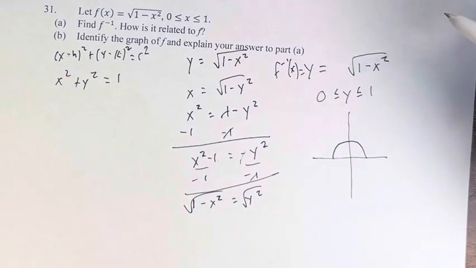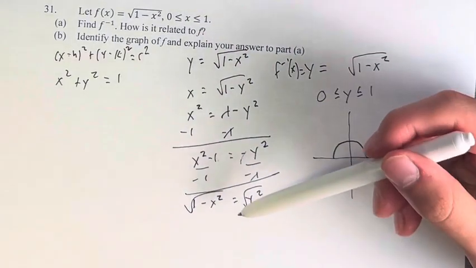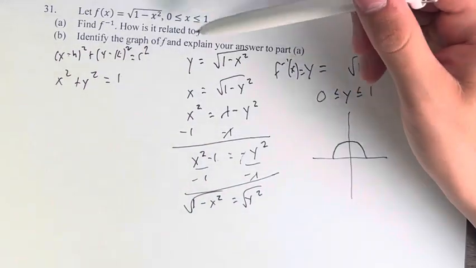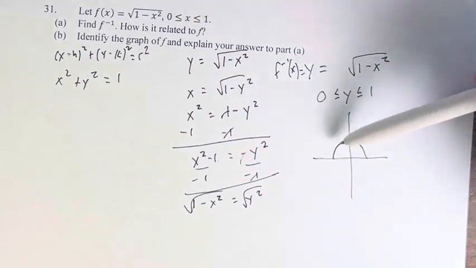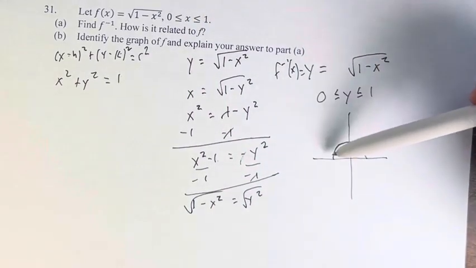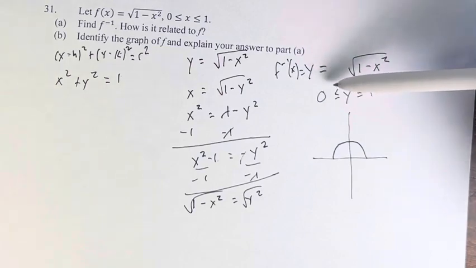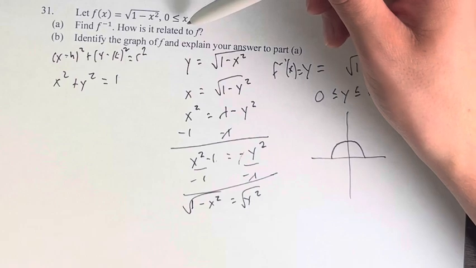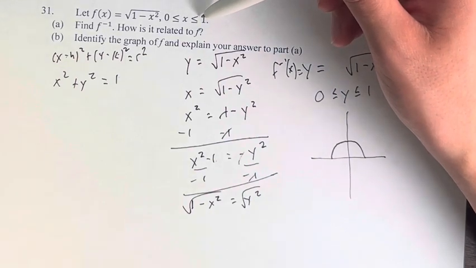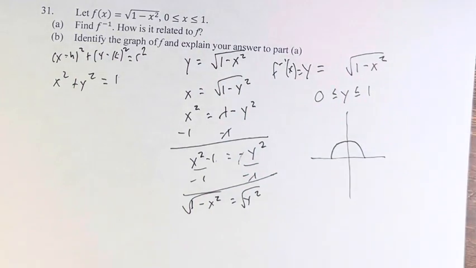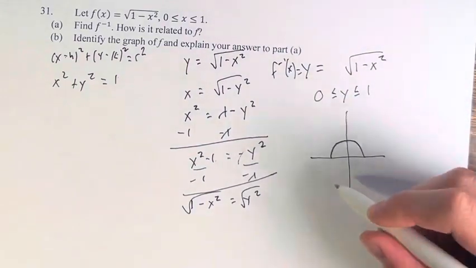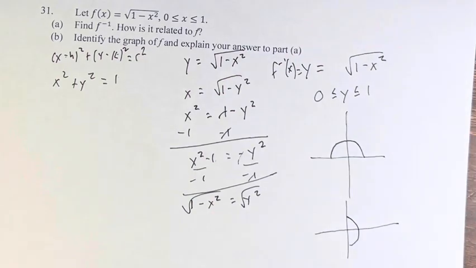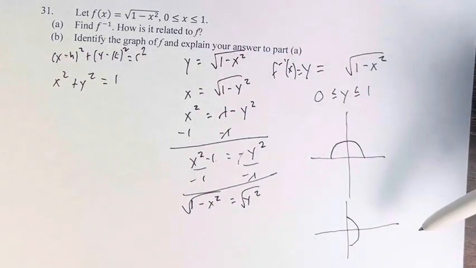However, when we are taking the square root, we have this domain restriction: 0 is less than or equal to x is less than or equal to 1. So it's only this top half. And we can see that if 0 is less than or equal to x is less than or equal to 1, then the graph of the original function was this. So we have the top half and the right half of the circle.